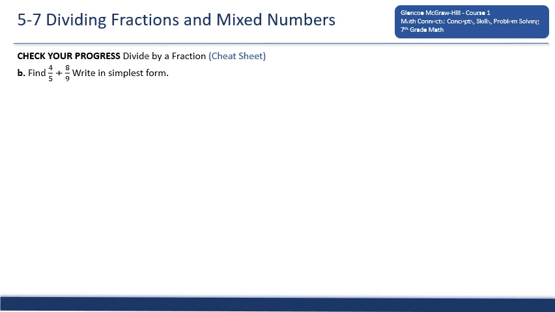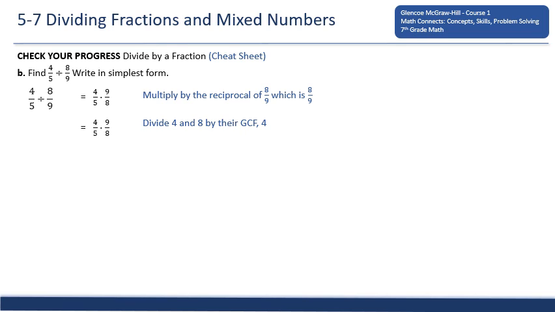Check your progress. Find 4/5 divided by 8/9, write in simplest form. 4/5 divided by 8/9. We will take the division, change it to multiplication of its reciprocal. So 4/5 times 9/8. And if we simplify 4 and 8, 4 goes into 4 one time, 4 goes into 8 twice. That looks like all we can do. So now we'll multiply across. 1 times 9 is 9. 2 times 5 is 10. 9/10. That should be simplest form.